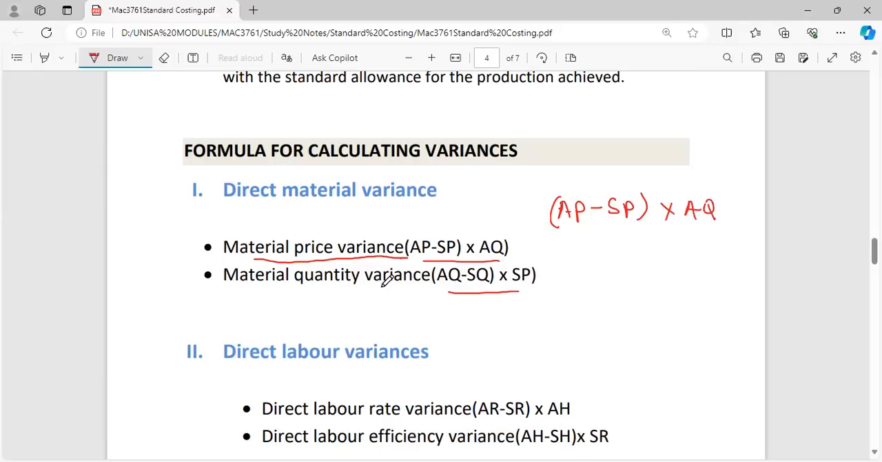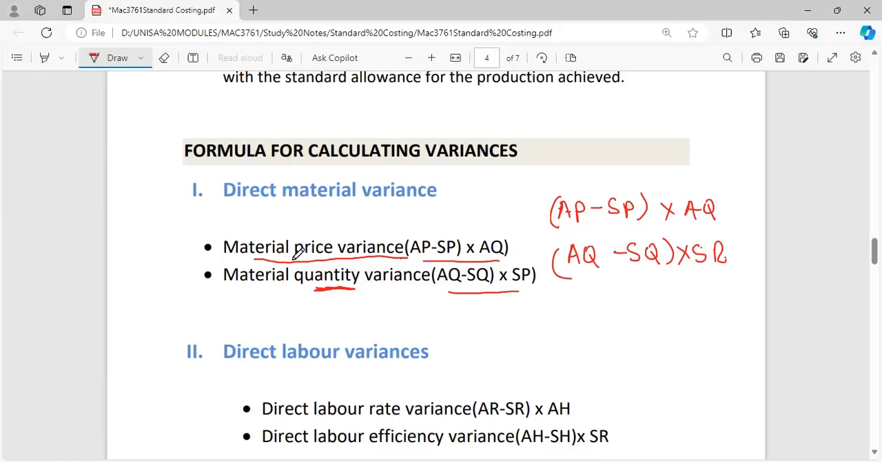Then when the question requires you to do a material quantity variance, you don't need to cram the formula. You want to do a material quantity variance. So you are going to look at the actual quantity, because you are dealing with a material quantity variance, minus the standard quantity, times standard rate. So that's basically what you should look at. You should know how to build a formula, not to cram the formula, because if you cram it, sometimes you forget. So what is important is to understand these variances.